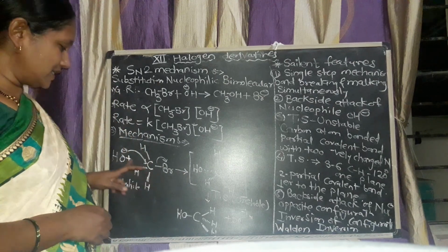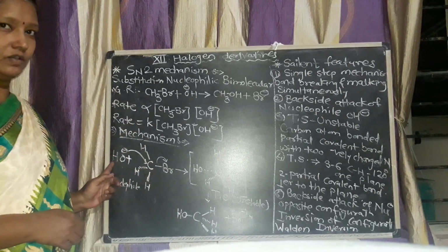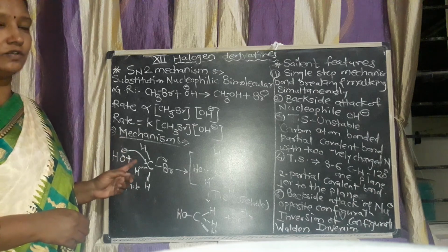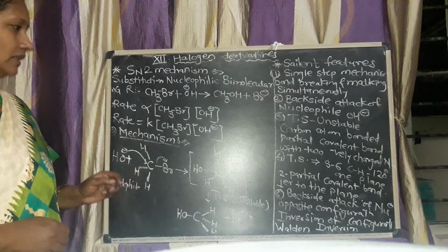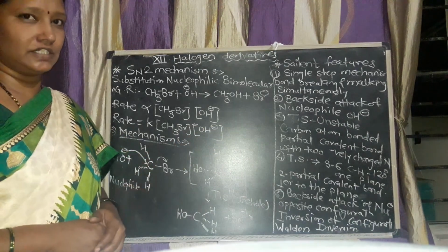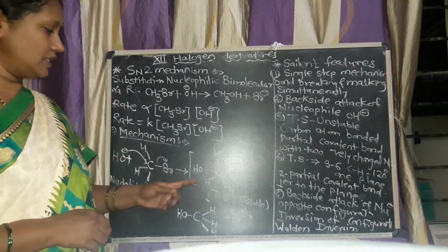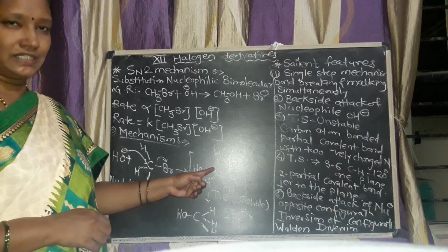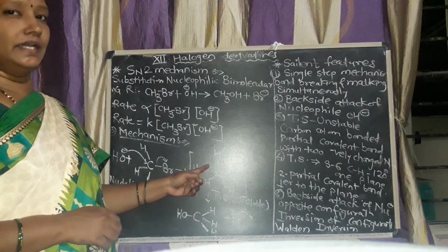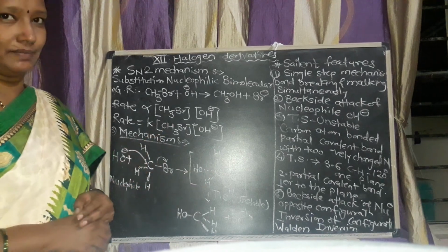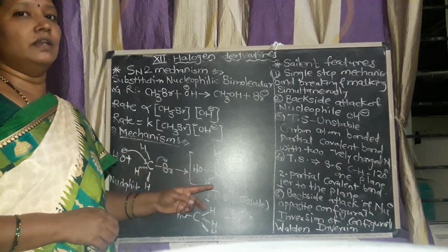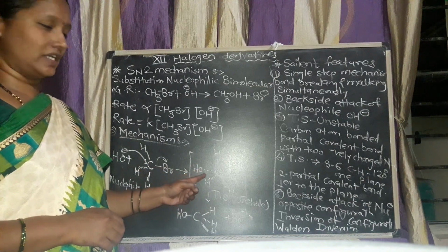Second one, backside attack of the nucleophile. The OH minus attacks the central carbon atom from the backside. Then third one, about the transition state. This transition state contains dotted lines, meaning partial covalent bonds. It contains the two partial covalent bonds with two nucleophiles. They carry the negative charge.